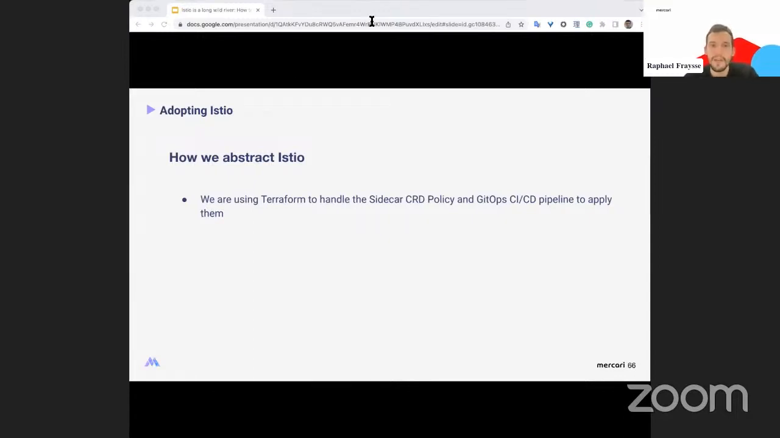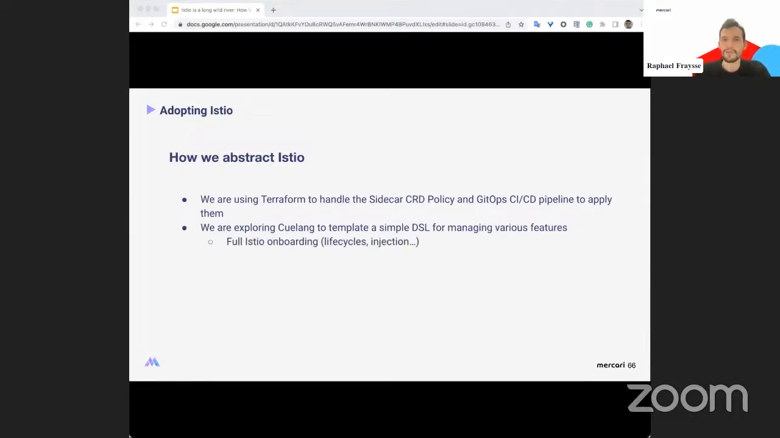In our case, how we do that is we use Terraform to handle the Sidecar CRD policy and a CI/CD pipeline based on Git to apply them. We are also using CUE lang to template a simple DSL for managing various features. And we have a service mesh interface too, where we have full Istio onboarding, automatically configuring all the life cycles, the injection, and a good managed canary release with Spinnaker. We have a new CD tool as well, based on Argo, that we are working on, but it's basically the same implementation. And we are thinking of many more things. Yep, that's it for this slide.